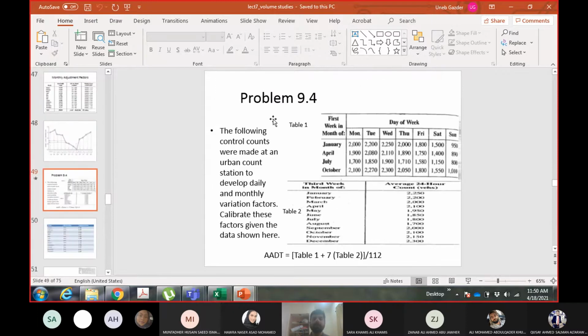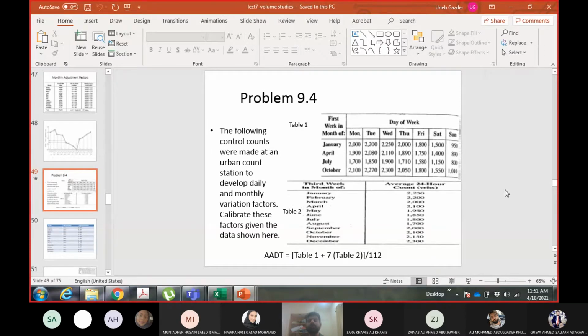Now this is an example about major and minor control count locations. A major control count location is observed for 1 week in every month. You can see the values in the bottom table. For every month they have given me an average of 1 week. This is the data from a major control count location.